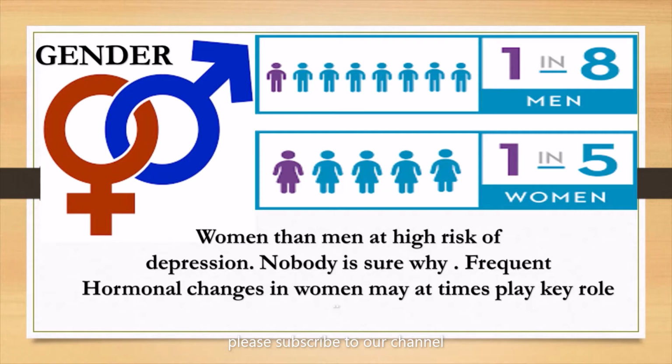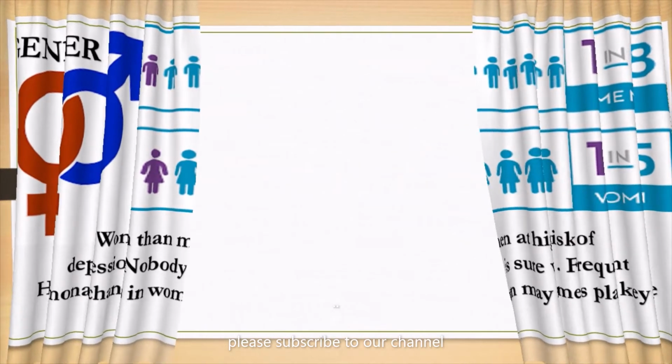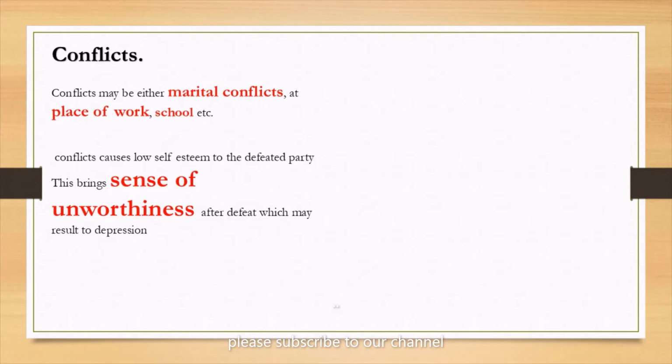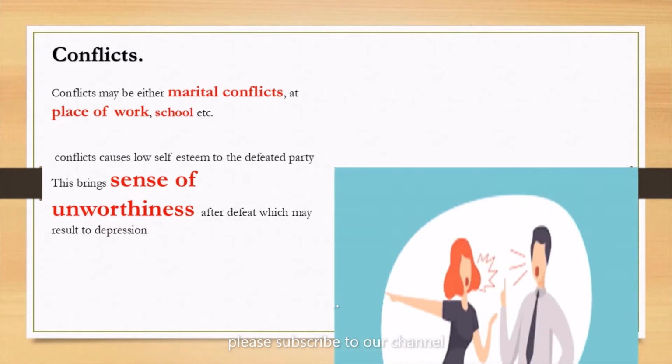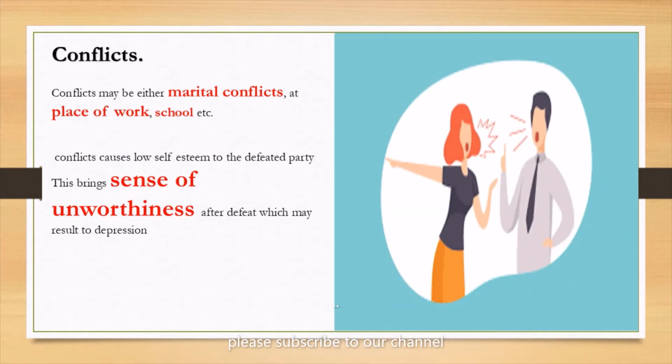The next thing we're going to discuss is conflict. Conflict may be marital conflict, conflict at the place of work, school, and so on. Conflict causes low self-esteem to the defeated party. This brings a sense of unworthiness after defeat, which may result in depression. We have to ensure that every conflict resolution method leads to a win-win situation, so that no one feels low self-esteem or is engaged into depression.